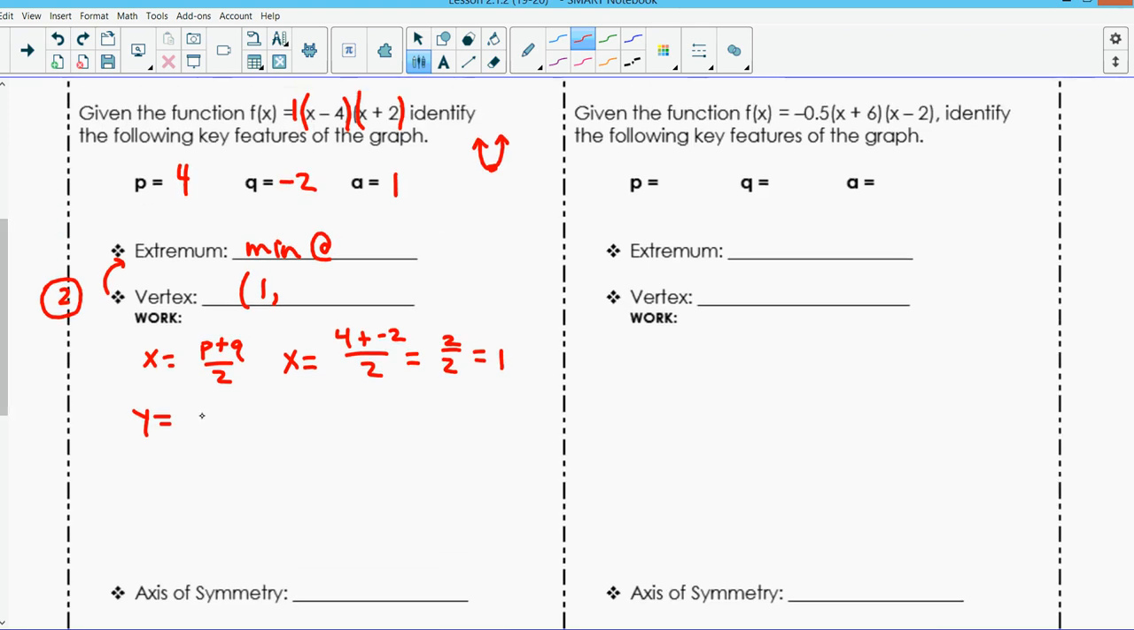Alright, so instead of x minus 4, it's going to be 1 minus 4. And then instead of x plus 2, it's going to be 1 plus 2. So I have two places that I'm substituting in. This gives me -3. And this gives me +3. I would make sure you put parentheses so you don't accidentally try to add them. And that gives me -9. And that would be my vertex.